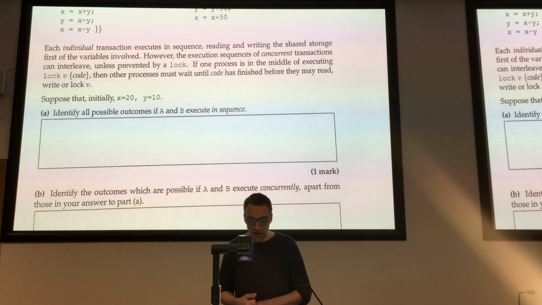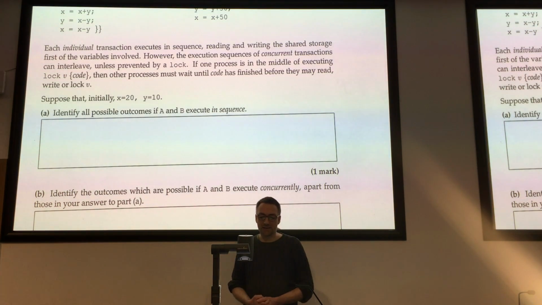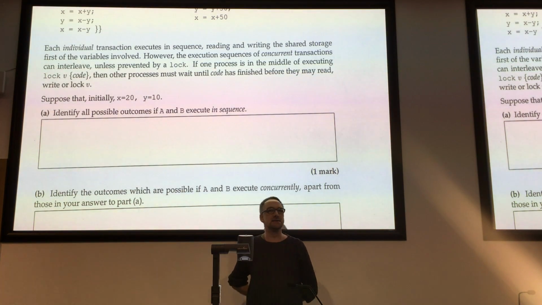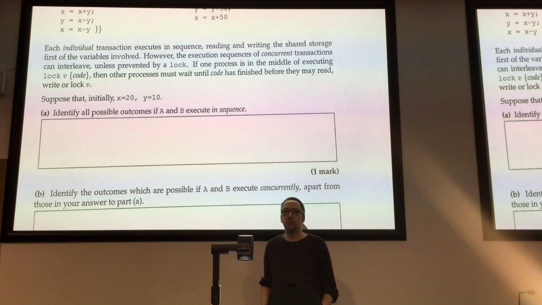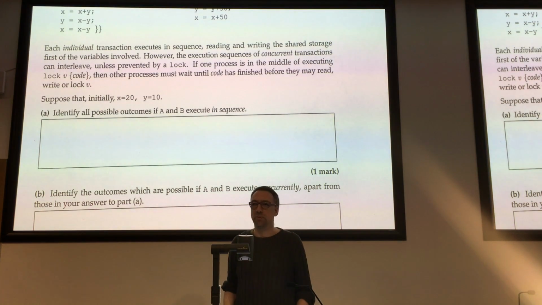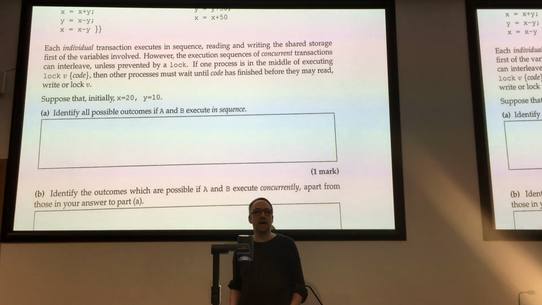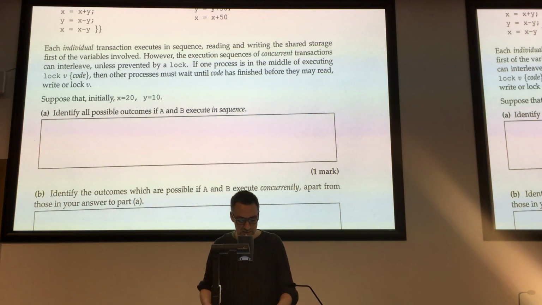We were told that initially X is 20 and Y is 10. And we're asked, identify all possible outcomes if A and B execute in sequence. So that means if A executes then B, or B executes and then A. Okay? So let's figure it out. Let's suppose A goes first. Let's just calculate it.